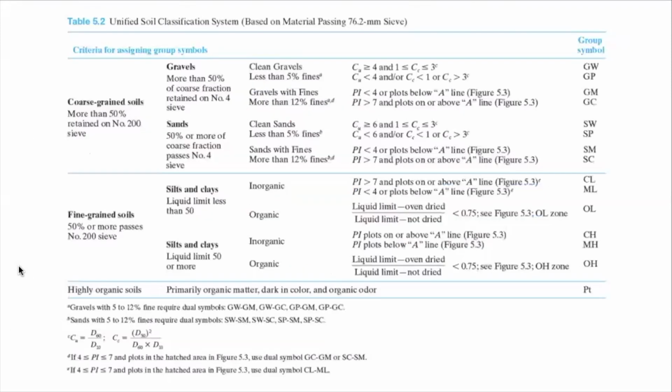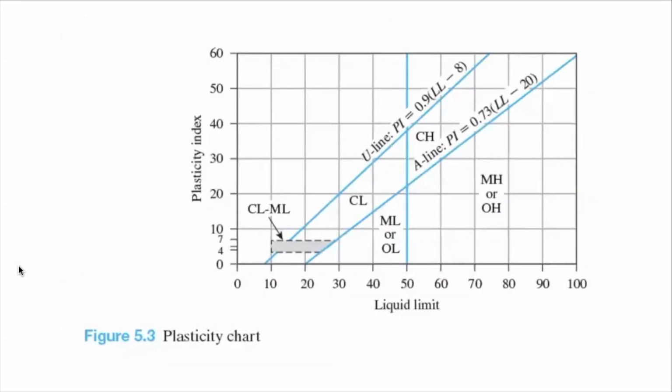The first one is table 5.2. This is the main table to obtain the group symbol. I'll come back to this in a little bit and explain all the details here. Figure 5.3 is the plasticity chart, which is what you use to determine whether the fines are silts or clays. And then figures 5.4 to 5.6 are for group names. Remember, the USCS system consists of a group symbol and a group name, so these figures are used to determine group names.